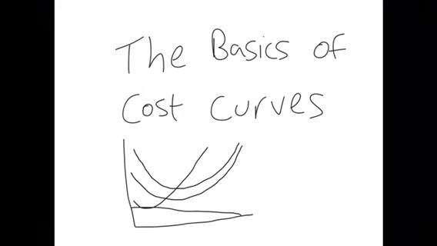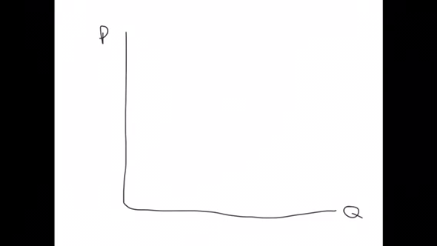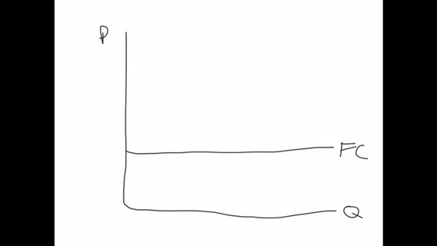In this video, we are going to be looking at the basics of cost curves. On a basic cost curves graph, you will have three different lines. This first line represents fixed cost. It's a straight line because a fixed cost is fixed and never changes.